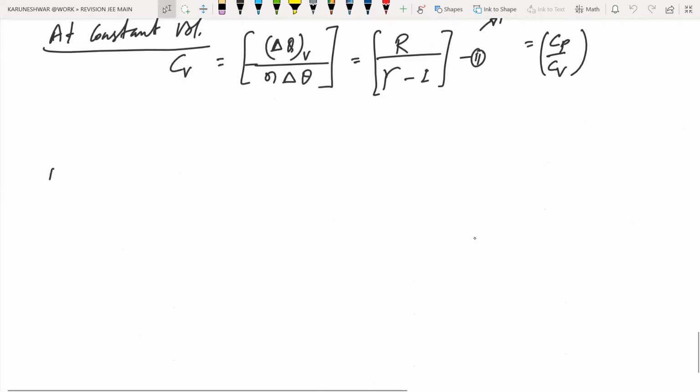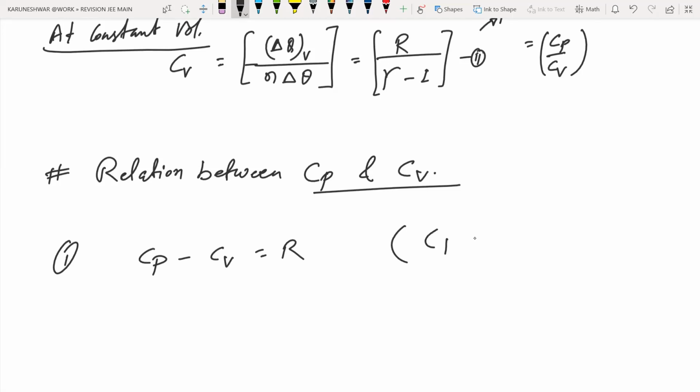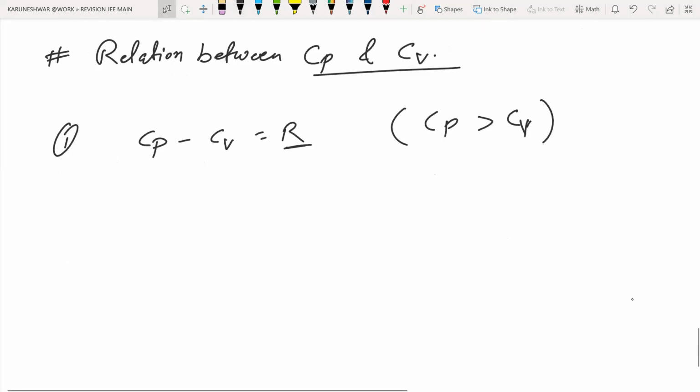Now we have the relation between Cp and Cv, how we can relate them. The first relation is called Mayer's equation: Cp minus Cv is equal to R. Here you can see Cp must be greater than Cv, that is why we have the R value here. So from this relation, we can say Cp is greater than Cv.